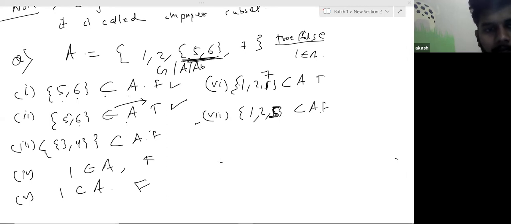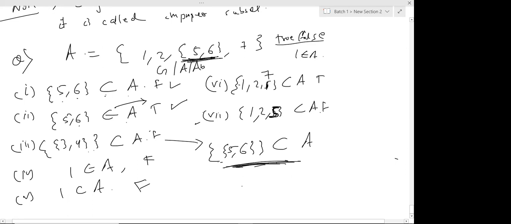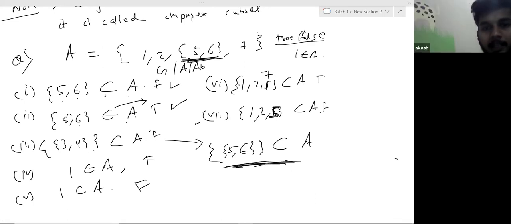After that, 3, 4 is not there. So if I write this as the set 5, 6, is this true or false? Gautam: True, sir. Arsalan: yes, true, right? Because this element is in a set and that set is a subset. Absolutely right, because this element is in A.